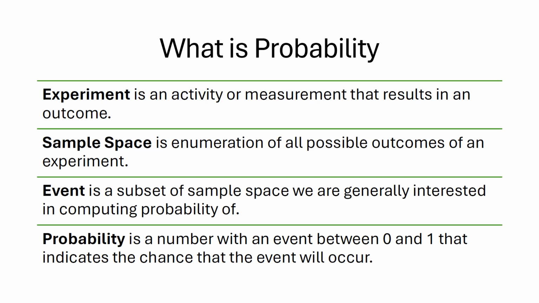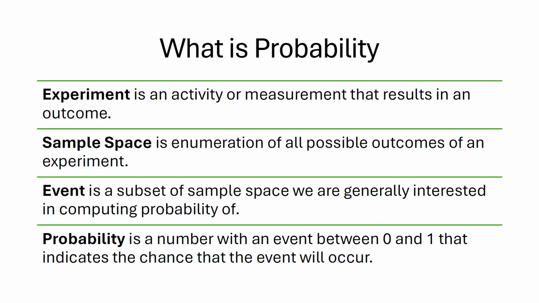Event is a subset of the sample space we are interested in computing the probability for. Example, we want to know what is the probability of the event that a head comes up in tossing the coin, or an odd number shows up when we roll a dice.